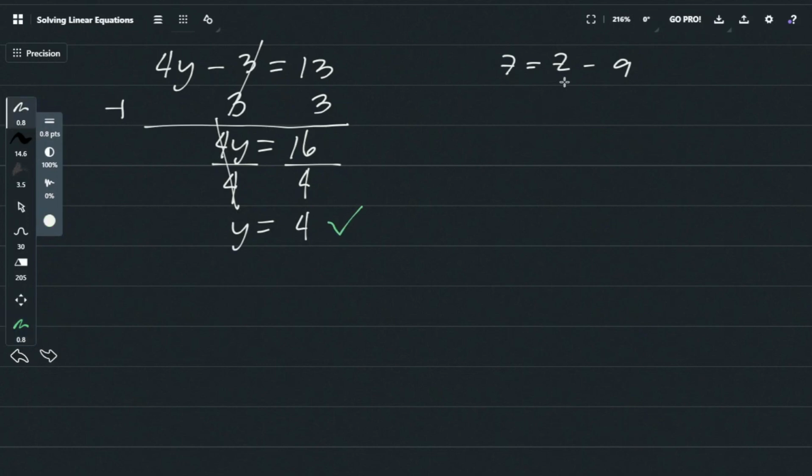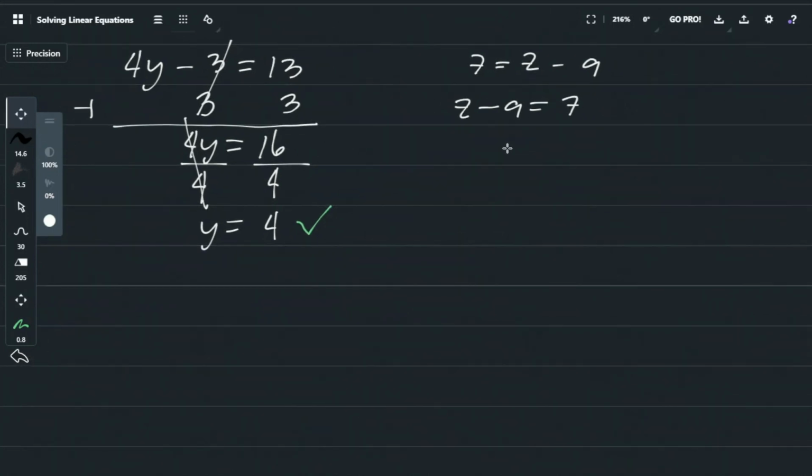Okay. So here we have another example. We have 7 equals z minus 9. So this is the same as saying z minus 9 is equal to 7, right? Because this is an equation. So we can solve this using the second version of our equation.